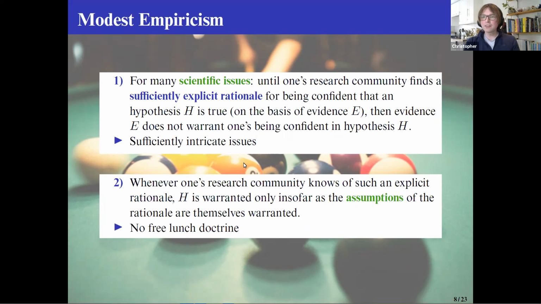And the second aspect, something you might add quite naturally, is that whenever one's research community knows of an explicit rationale such as that, your conclusion is warranted only insofar as the assumptions of your rationale are themselves warranted. For example, imagine a really irresponsible polling company that never bothers to check whether its sample is representative or random, but in one instance, just by luck, happens to have got a representative sample, but doesn't know that it's got it. This principle says that the conclusions that the polling company draws from that sample are unwarranted. Why? Because the assumption of random or representative sampling is unwarranted. So this is the doctrine of no free lunch. You'd better make sure that the assumptions in your rationales are warranted.